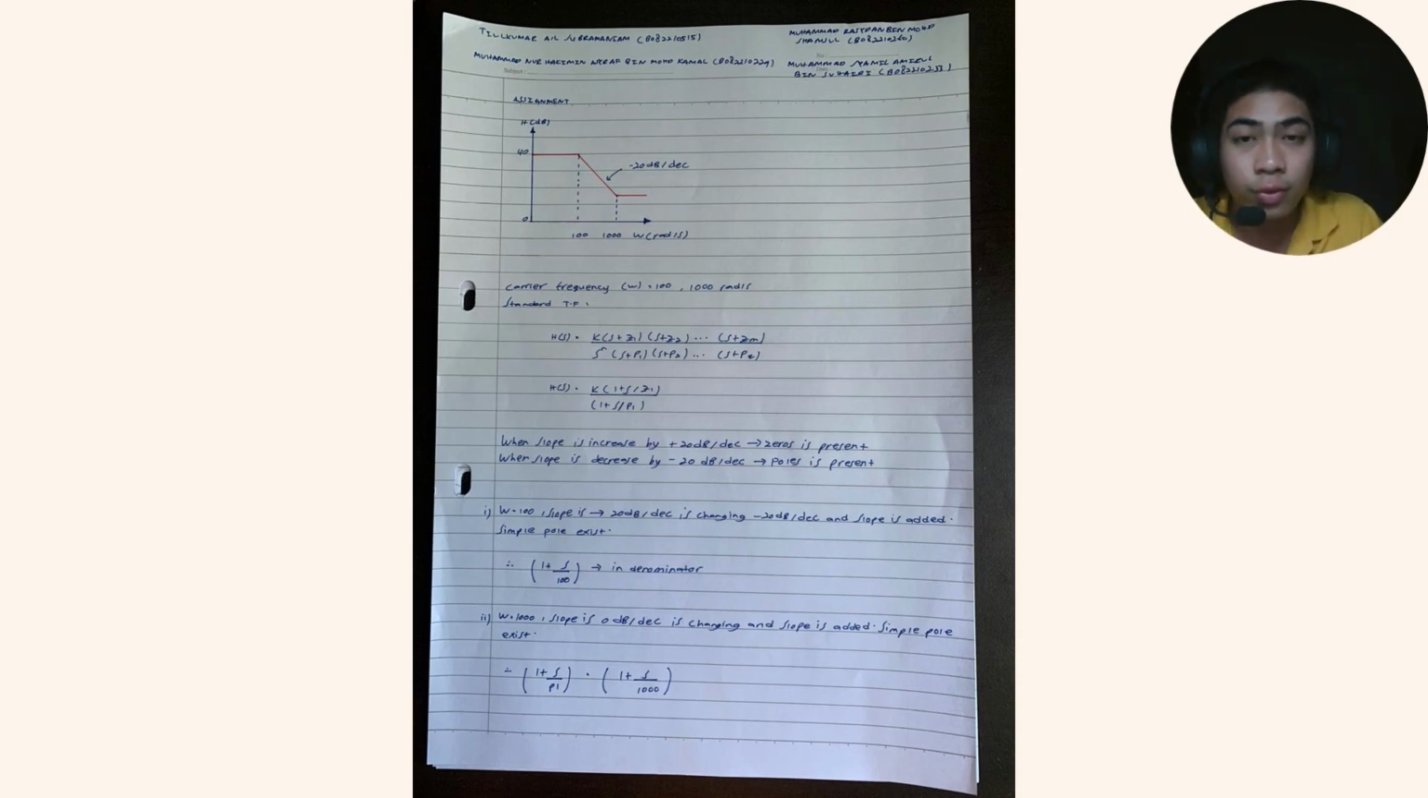So H(s) will be K times (1 + s/z1) over (1 + s/p1). Here, when the slope is increased by positive 20 dB per decade, a zero is present. When the slope is decreased by negative 20 dB per decade, a pole is present.